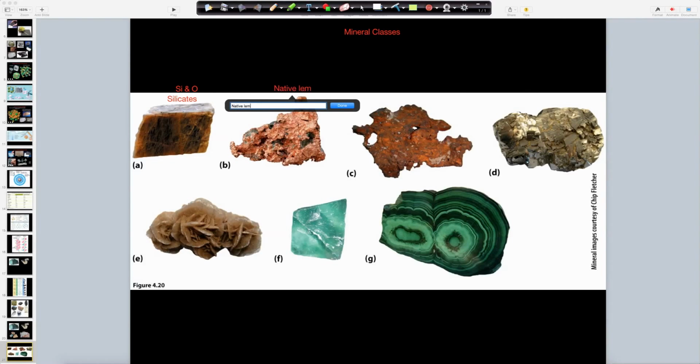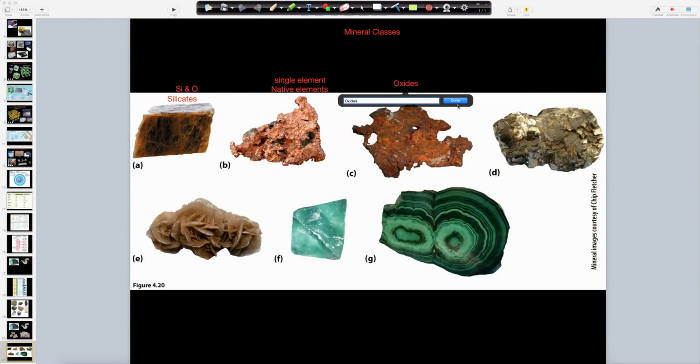Native elements. Native elements are generally metals, and they are a single element. That's why they're generally metals, because metals will combine and just form native elements. So silver, copper, lead, sulfur, gold are all examples of native elements.